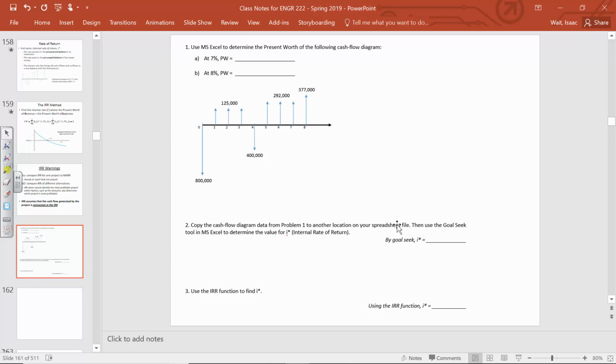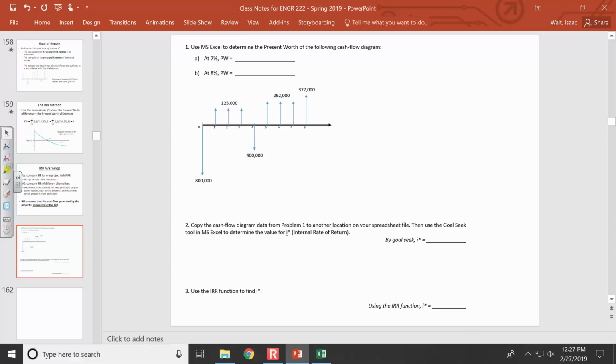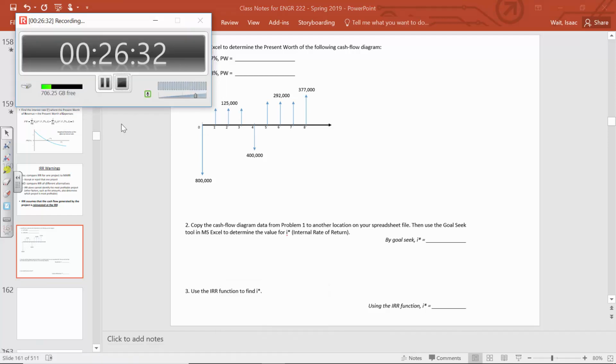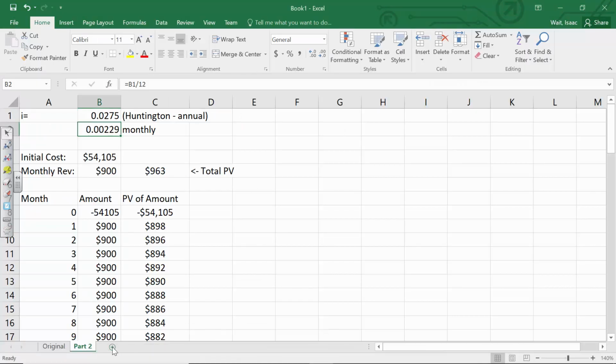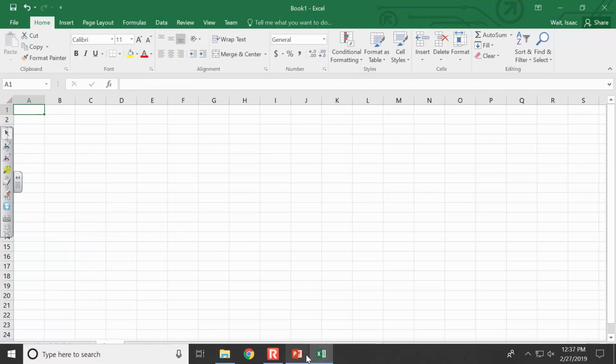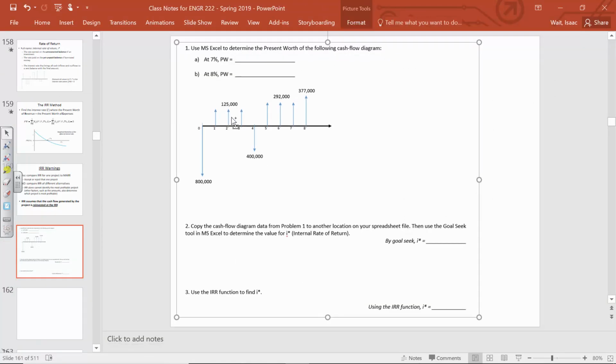So take some time to do 1 and 2, and then there's this function called IRR. You can try and figure it out on your own. If you do, that's awesome. If not, I am going to demonstrate how to use the IRR function in just a few minutes. Double check how to do this one. Start a new. So here's the figure.